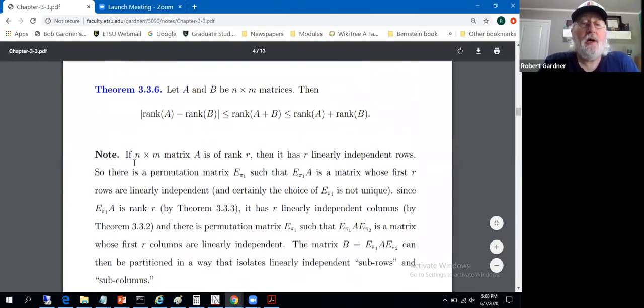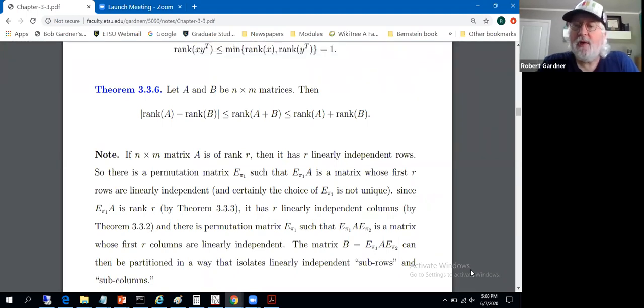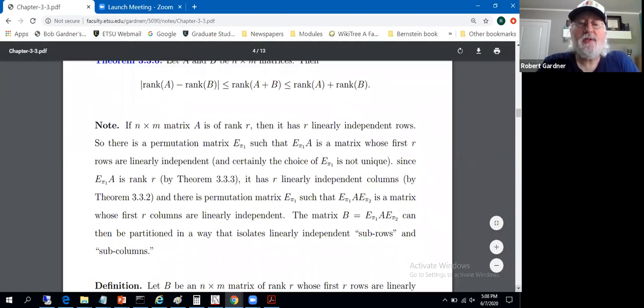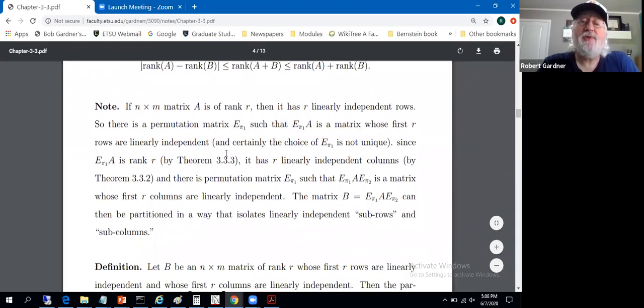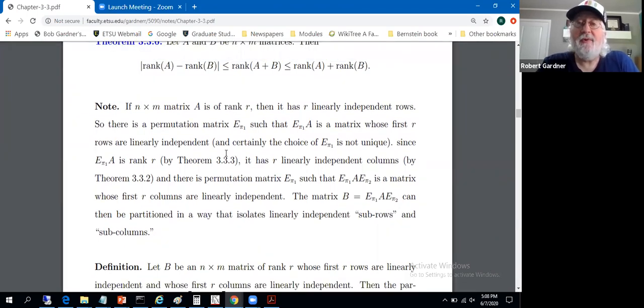All right, if an n by m matrix A is of rank R, it's got R linearly independent rows. There's a permutation, e sub pi 1, such that e sub pi 1 times A, a permutation matrix, is a matrix whose first R rows are linearly independent. Yeah, we did that in one of the proofs. So you know there's a permutation matrix that lets you pull the linearly independent rows up to the top. We did that, I think, when we showed row rank equals column rank. We did some of that.